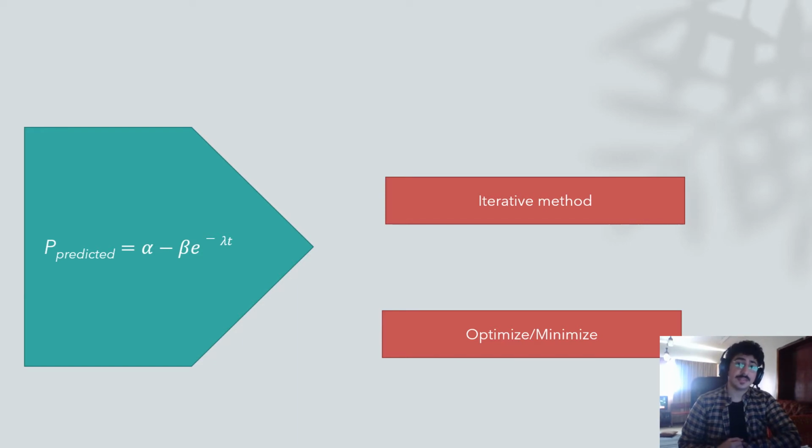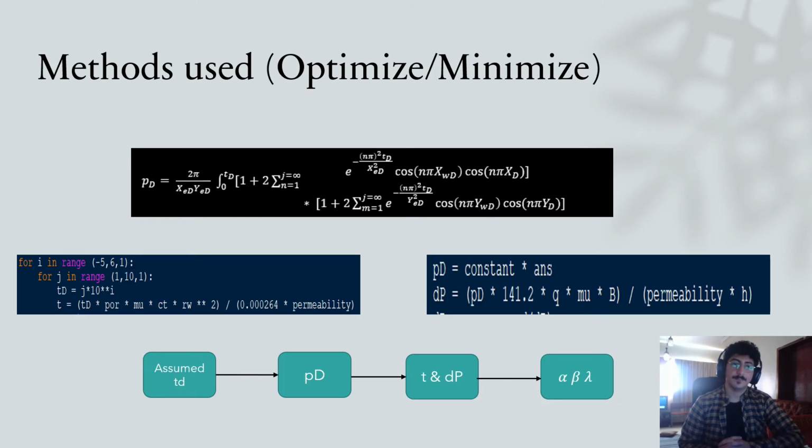The first method is the iterative method, which is basically a trial and error method. We will be entering some values and we will obtain alpha, lambda, and beta depending on a function. Also, we will be using the optimize minimize function that is available in Python as a library. It's a very powerful tool that will be able to enable us to minimize the error amount that we have in our predicted values.